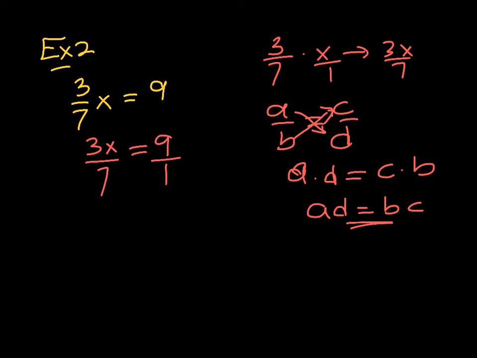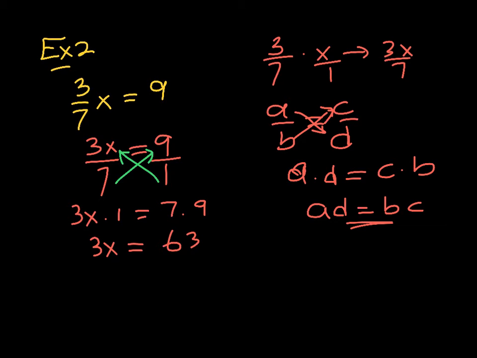Okay, now let's try that here. So we are going to cross multiply. In other words, 7 goes to 9 and 1 goes to 3. So this becomes 3x times 1 is equal to 7 times 9. Okay, 3x times 1 still remains 3x, and then 7 times 9 becomes 63, isn't it?